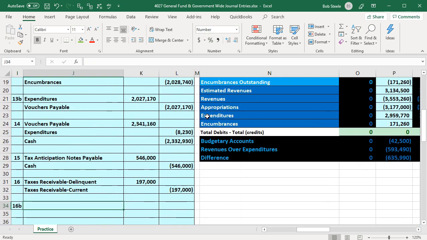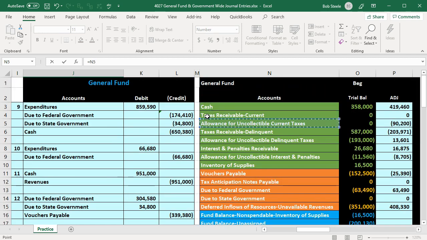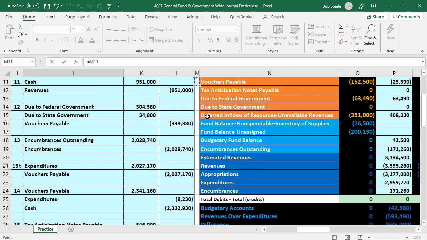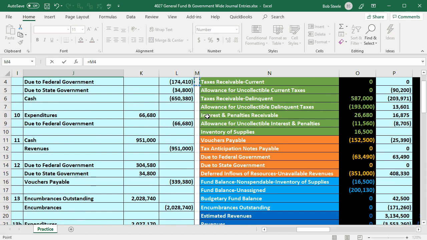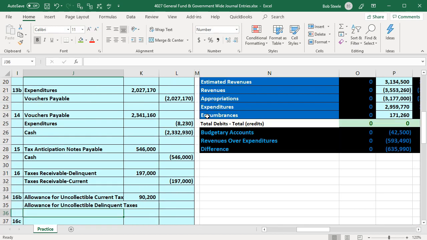I'll make another journal entry called 16B. And we'll scroll back up, and we want to pick up the allowance. And the amount's going to be for 90200. Once again, we'll just hard code it or just type it in there. That's what we mean by hard coding it. And then we're going to scroll back up, and we want the delinquent allowance. And there we have that. Now we'll go ahead and record it.